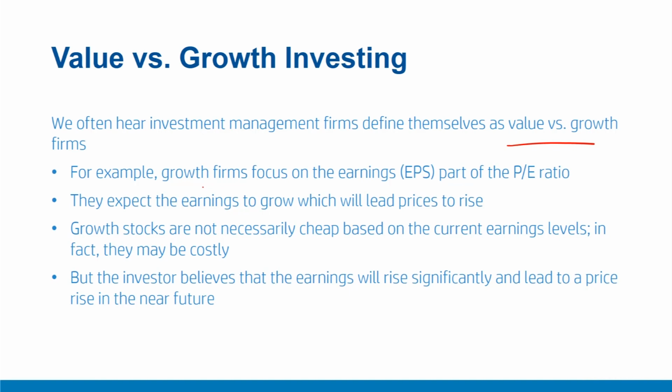For example, growth firms focus on the earnings part of the P/E ratio, which is price to earnings ratio. Growth style relies on earnings to grow and therefore expects prices to rise. Most often, these growth stocks are not cheap based on current valuations. In fact, they are sold at a premium based on their current earning levels, and therefore they may be costly as well. However, investors following growth styles believe that the current earnings will rise significantly and that will lead to a considerable price rise in future.